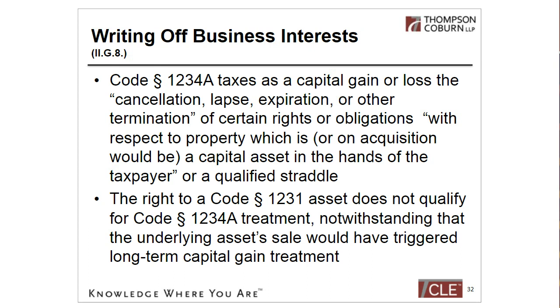So if you sell that building, the capital gain is not because it's a capital asset, because it isn't. There's a special provision, Code Section 1231, that will give you capital gain treatment to the extent that there's not depreciation recapture, which is a whole other issue, and I'm not going to go into the details about what depreciation counts and does what, et cetera. Okay, so anyway, a right to a 1231 asset does not qualify for that treatment as a capital gain, nor would it convert to a capital loss either.